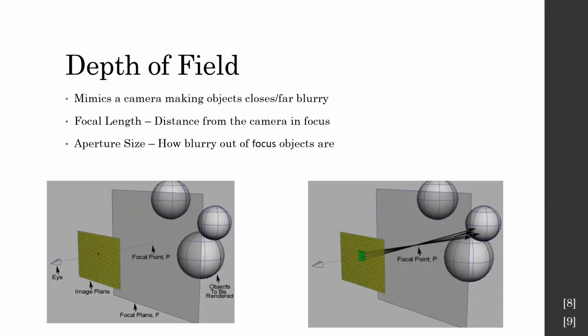I later hope to add depth of field to my ray tracer. This mimics how real life cameras work by making objects that are closer or further away blurry. This is achieved by shooting supplementary camera rays through a focal point, which is determined by the focal length. These supplementary rays will make objects that are further away from the focal point blurrier. How blurry they are can be determined by the aperture size.